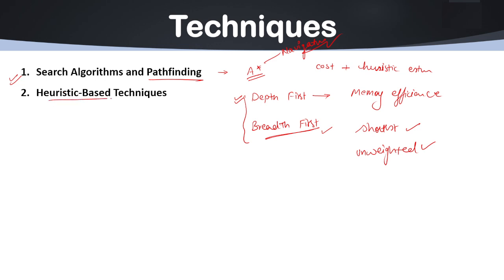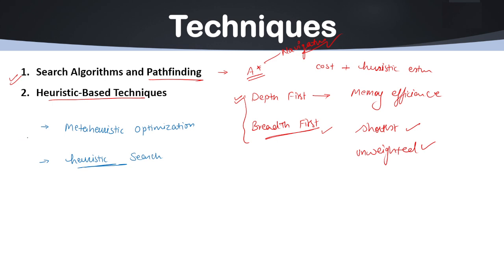Another technique is heuristic based techniques. So students, under heuristic based techniques, we have two basic techniques. First is meta heuristic optimization, and another technique is heuristic search. So what about heuristic search? Algorithms like greedy search and best first search use heuristics to prioritize the paths that appear more promising, speeding up the decision process. There we use heuristic search algorithms.